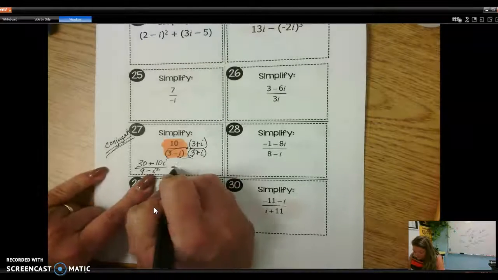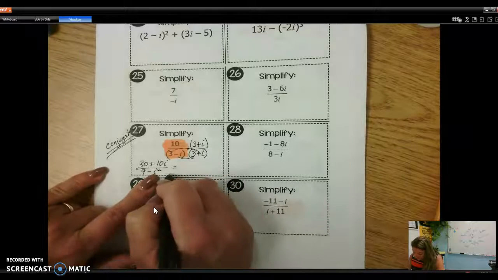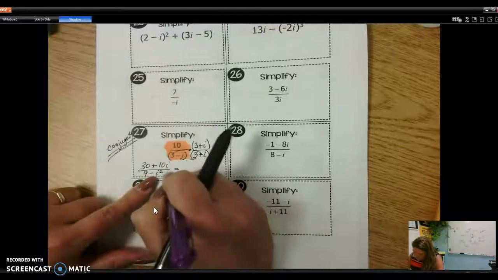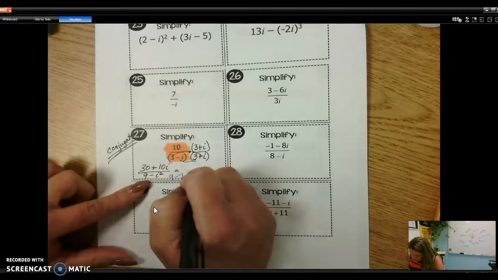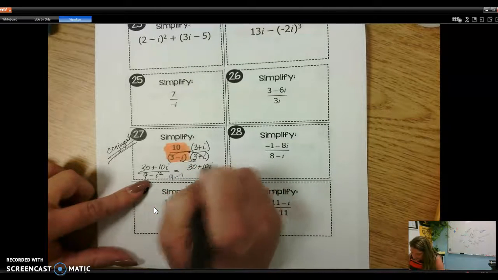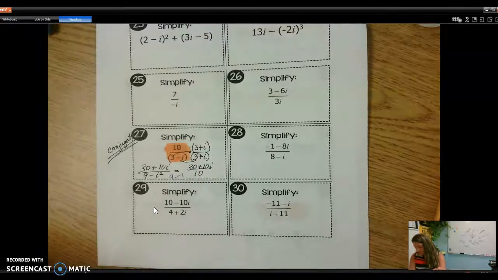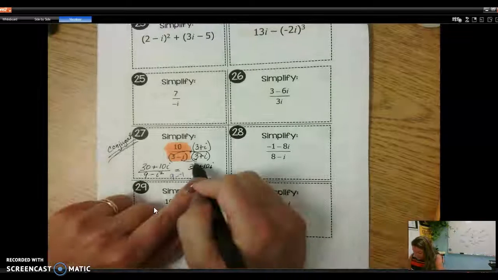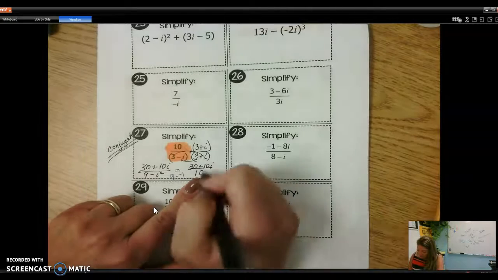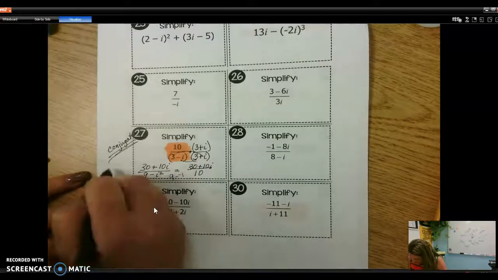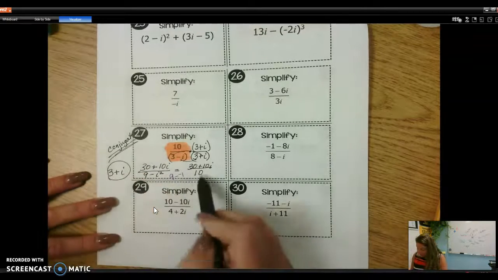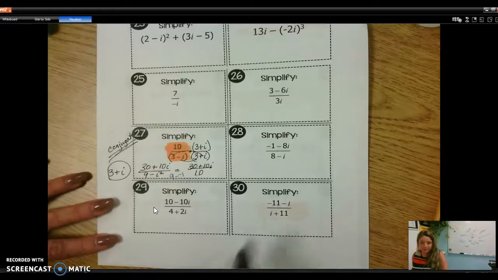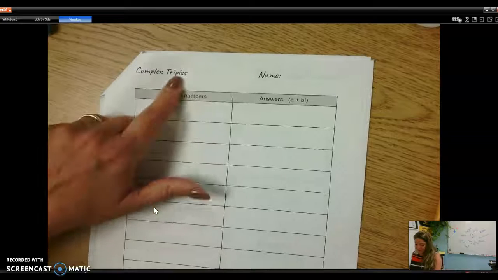Remember, i squared is -1, so this denominator is going to be a 9 minus -1, which is really 10. And so this is 30 plus 10i divided by 10. And if I reduce everything and I divide everything by 10, I should get, and I apologize, I'm out of space, I'm just going to write this over here. I should get 3 plus i for my final answer. I'm dividing everything by 10.